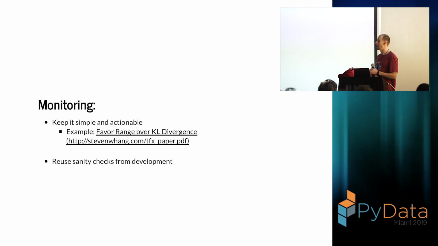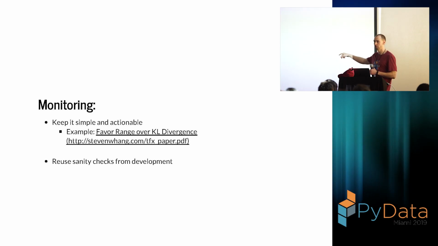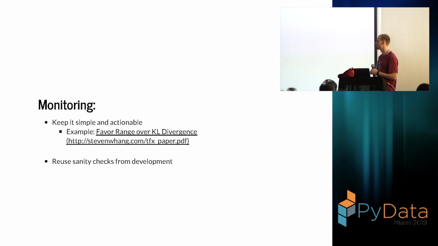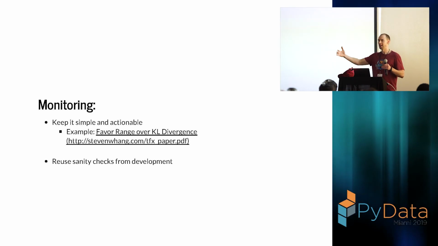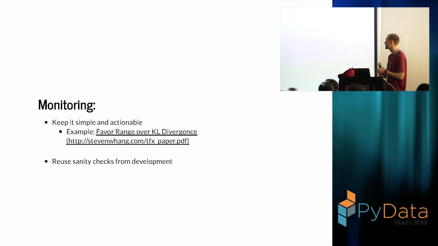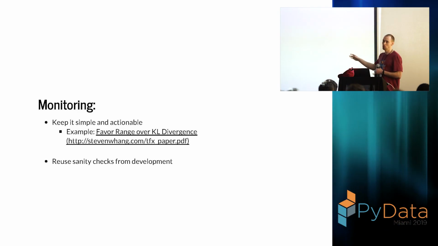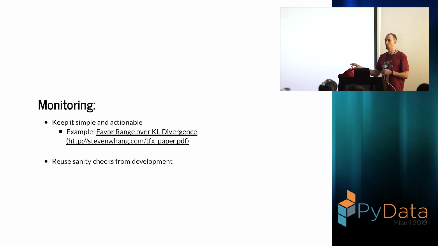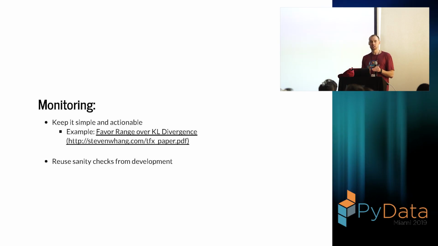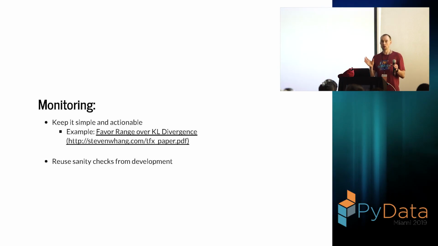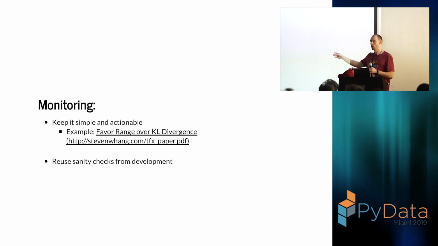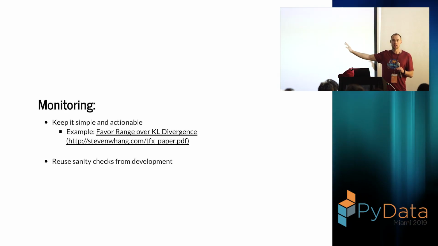Two useful guidelines came from a paper on TensorFlow Extended, which is put out by the TensorFlow developers. It's a production pipeline kind of infrastructure for TensorFlow models. As they said, keep it simple and keep it actionable. And I think this is useful, right? An example they give is, if you're monitoring for deviations in runtime data from train time data, favor looking at ranges over something like Kullback-Leibler divergence.